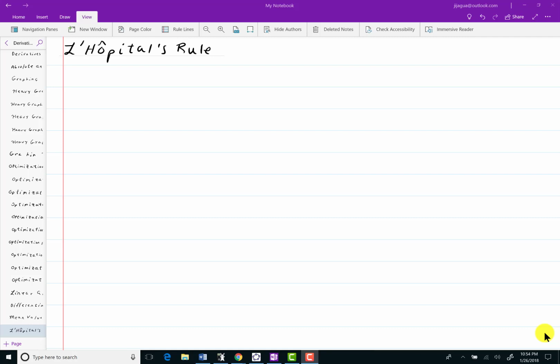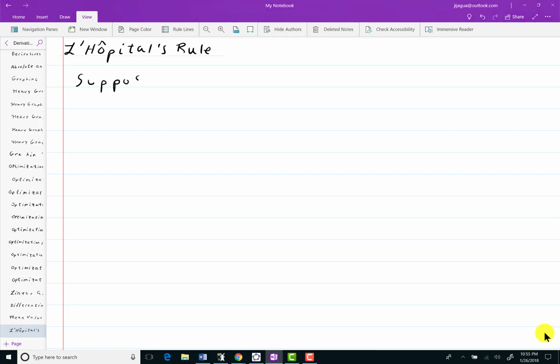This section on L'Hopital's rule shows a new way to take limits. What I'm going to do is write up the theorem and then do a bunch of examples. Then we'll talk about the theory after I've done some numerical examples. So here's the rule, L'Hopital's rule. It looks like this.